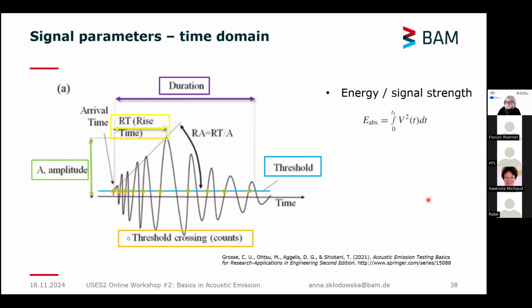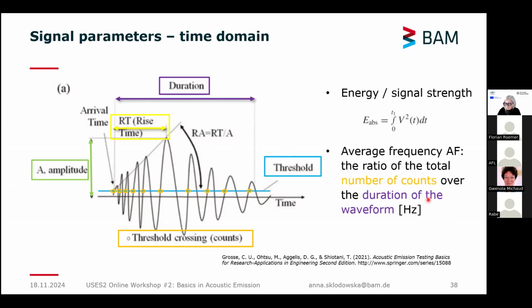And the last part that is kind of on the edge of time domain and frequency domain is the so-called average frequency, which is defined as the number of threshold crossings over the duration of the waveform. So this is just how many times during the duration of our signal we cross the threshold.